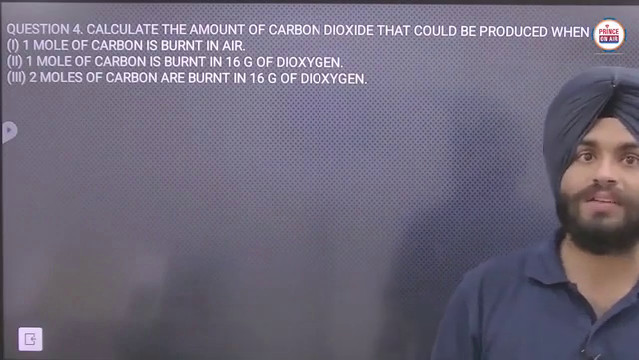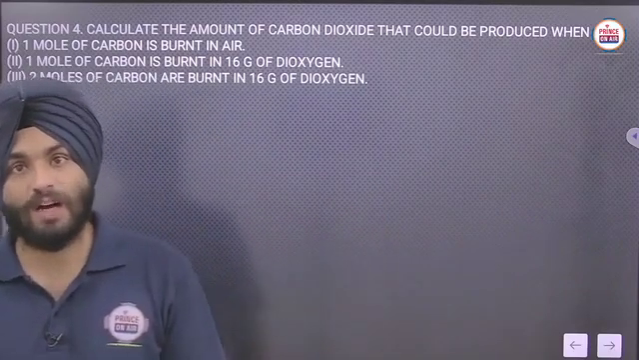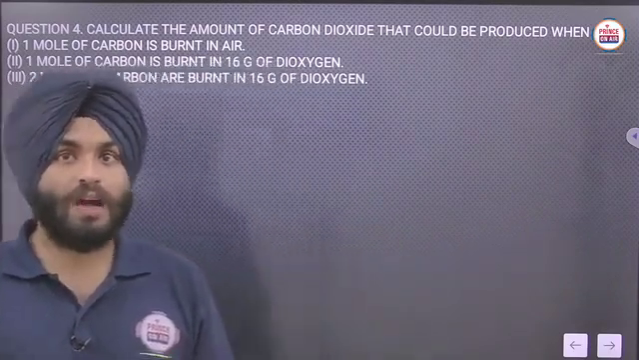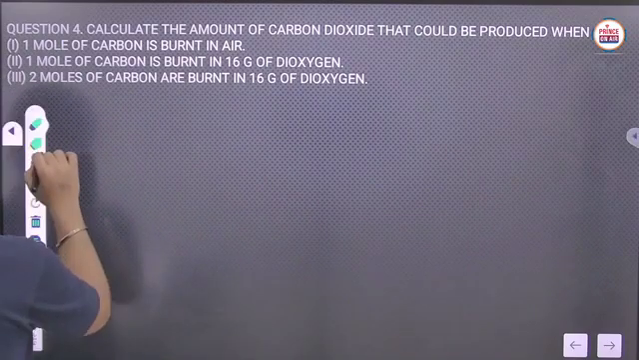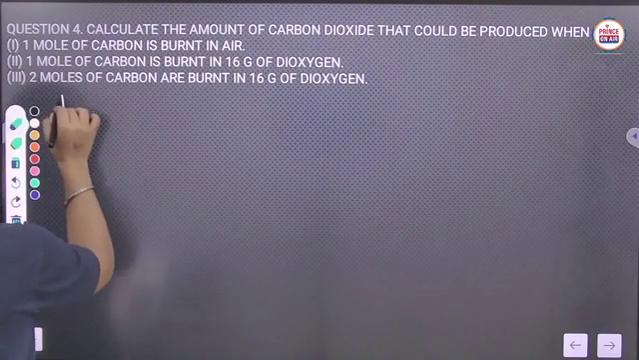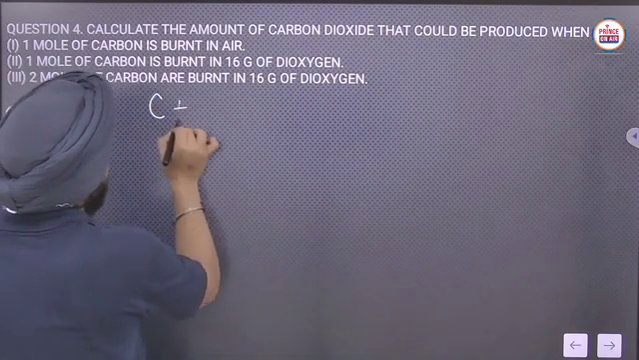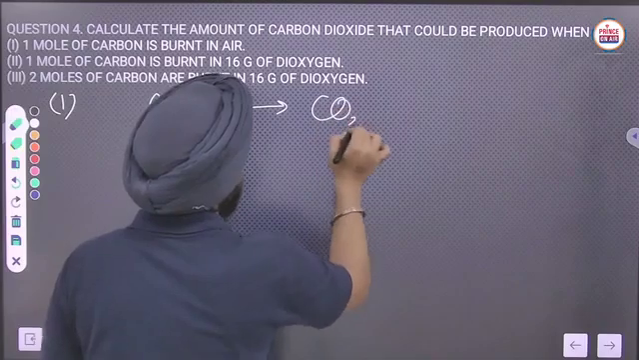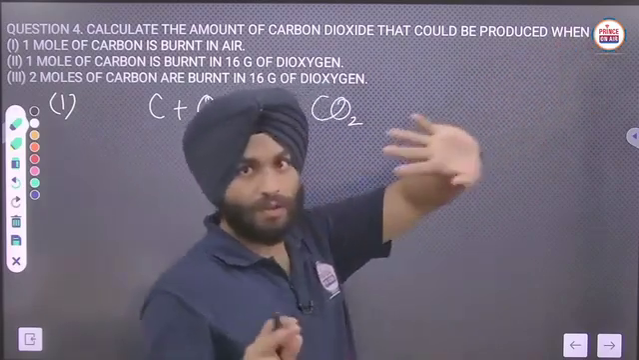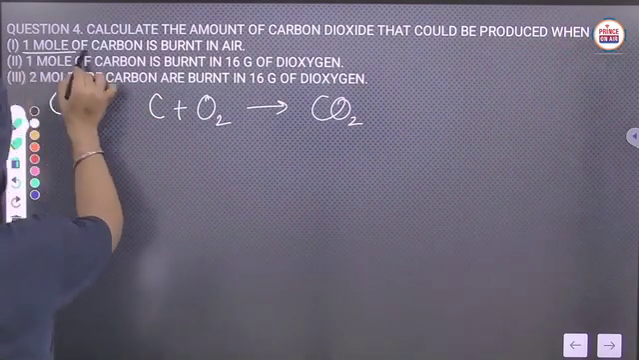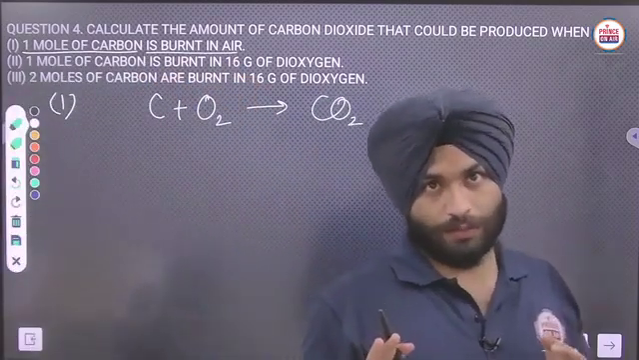Calculate the amount of carbon dioxide that could be produced when 1 mole of carbon is burned in air, and when 1 mole of carbon is burned in 16 grams of dioxygen. So we will do the first part first. Firstly, you can write the reaction. Carbon reacts with oxygen, it will form carbon dioxide. Calculate the amount of carbon dioxide that could be produced if 1 mole of carbon is burned in air. We have so much supply of oxygen here.